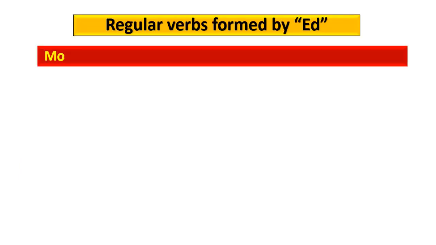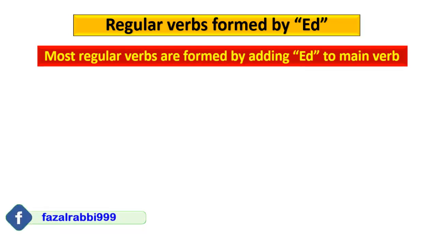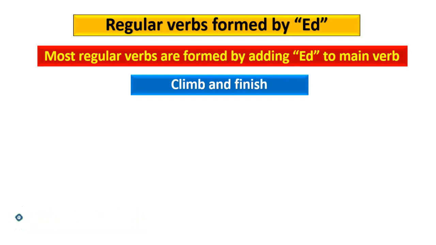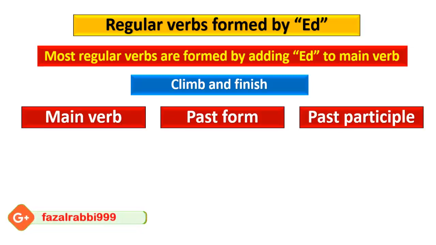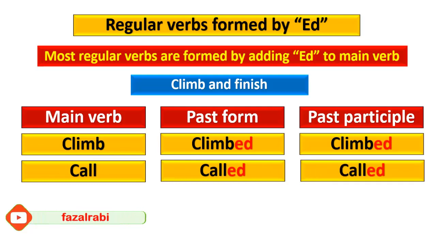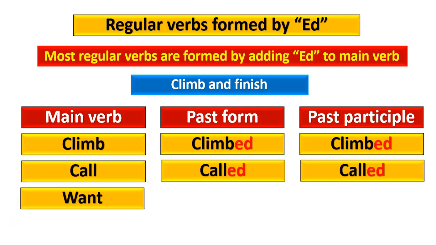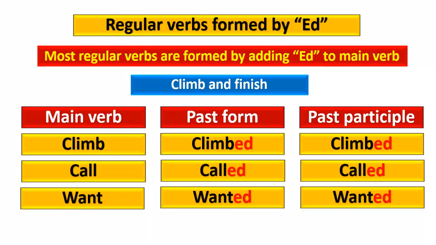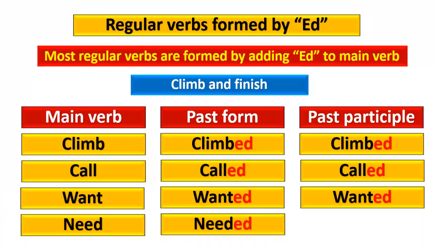First, most regular verbs are formed by adding ed to the main verb, for example, climb. Climb becomes climbed in past and the same in the past participle. Let's look at some more examples as well. Call, called, called. Want, wanted, wanted. Need, needed, needed. So these are some regular verbs with which we add ed.